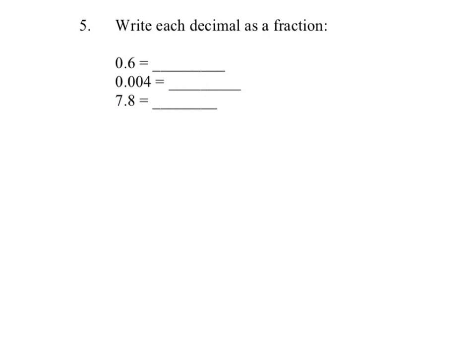Write each decimal as a fraction for number 5. This would be 6 over 10. We simplify by dividing the top and the bottom by 2. So this is 3/5. This would be 4 over 1,000. We can divide by 4.